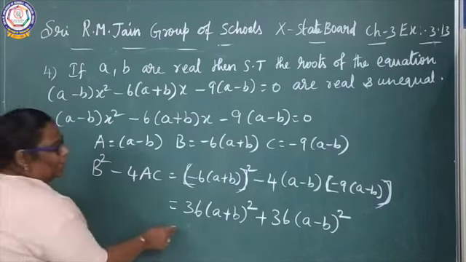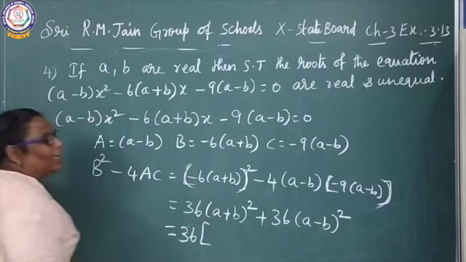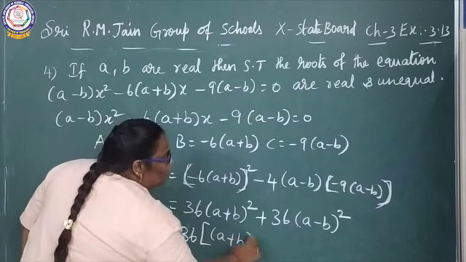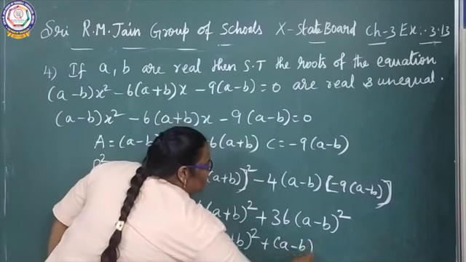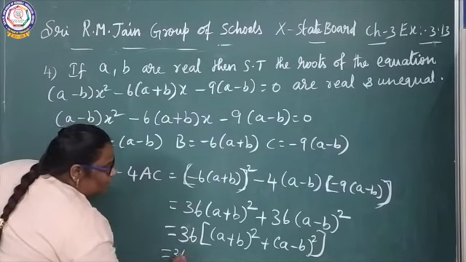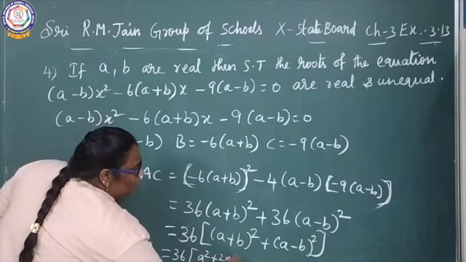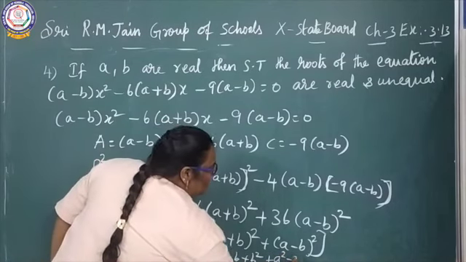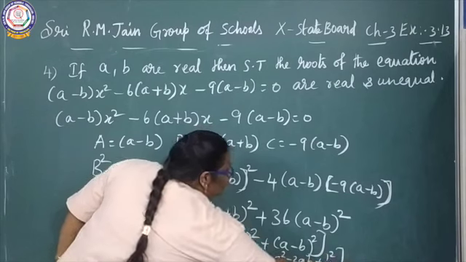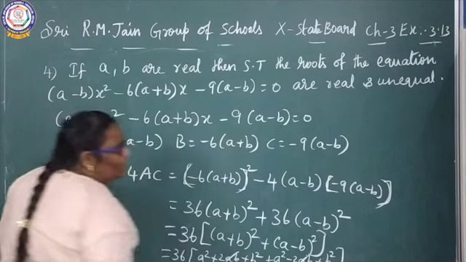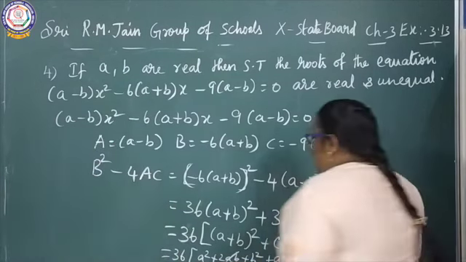the whole square. 36 you can take out commonly: (a plus b) the whole square plus (a minus b) the whole square. So you apply the formula: 36 into a square plus 2ab plus b square, and here a square minus 2ab plus b square. 2ab gets cancelled. So see the result.